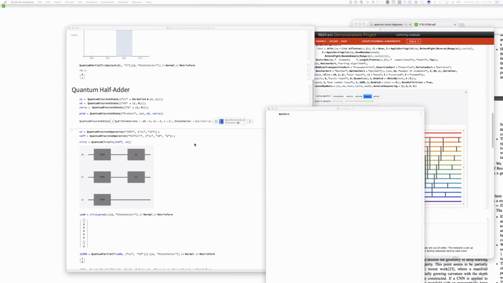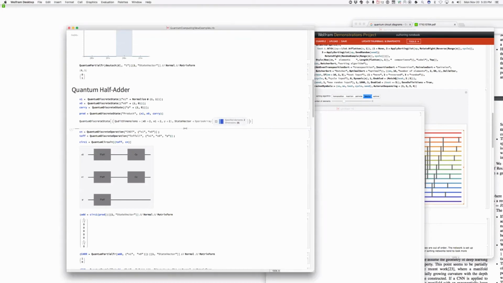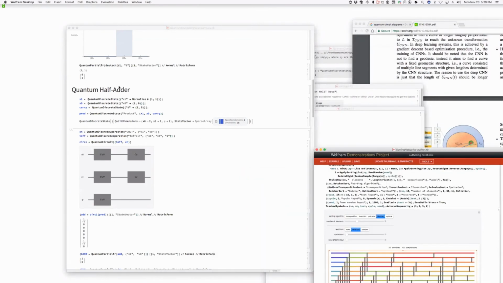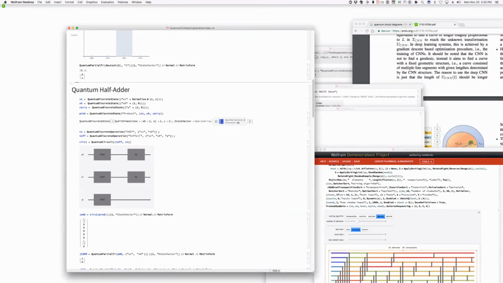Wait a minute. Where's the power goes to 3 thing going? It's an option. For what? So if you say quantum discrete operation, and then you put Pauli X gate. Yeah, okay, hold on. So you say quantum discrete operation.